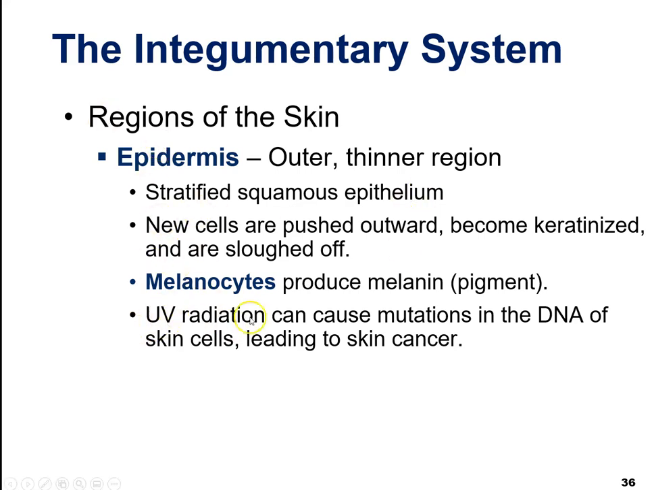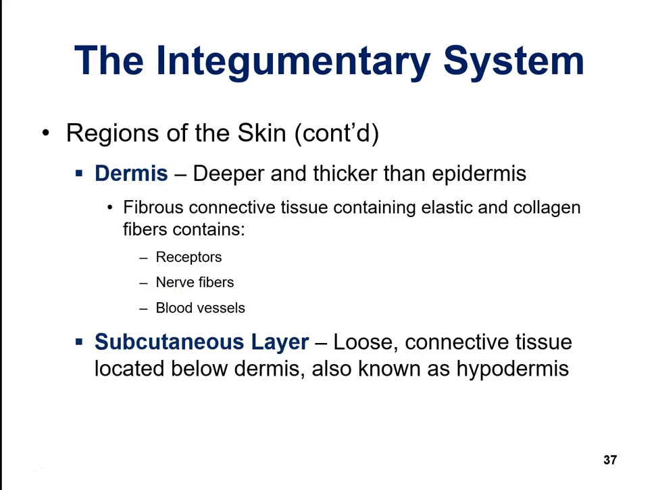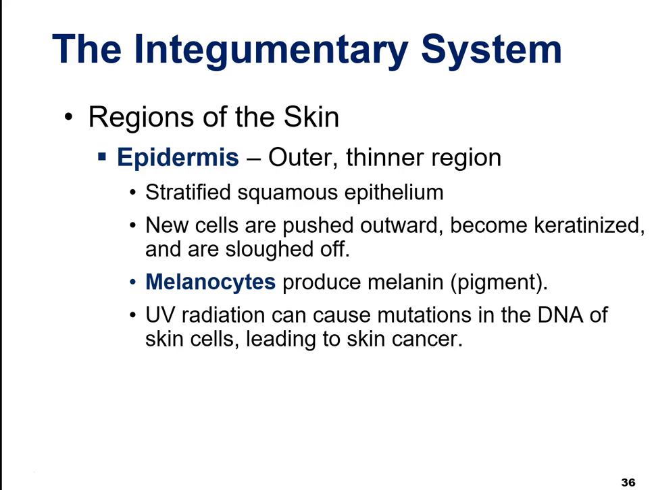And within the epidermis, you also have melanocytes, which produce melanin. Those are your pigment producing cells. Again, we need UV light to make vitamin D, but obviously we don't want to be exposed to too much UV radiation because it can cause mutations in the DNA of skin cells and can lead to skin cancer. So the epidermis is the outermost layer.